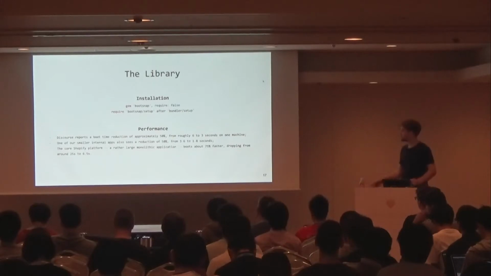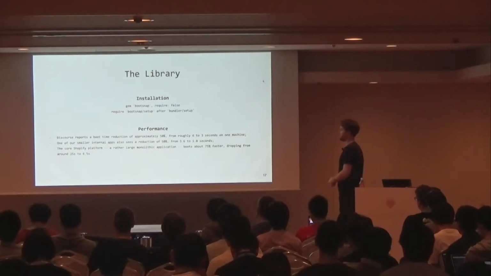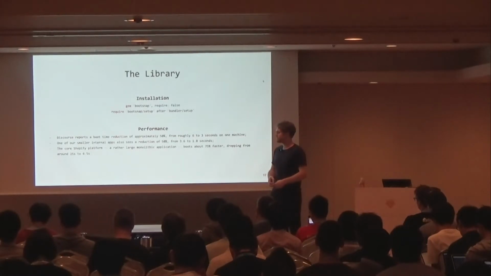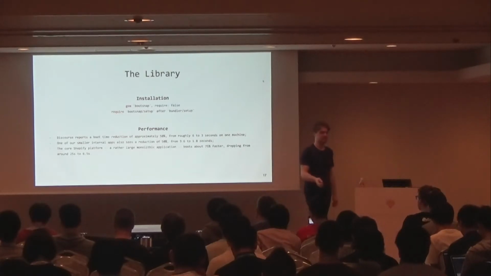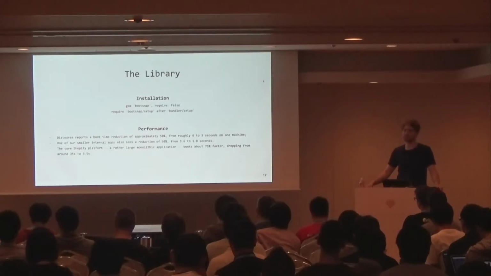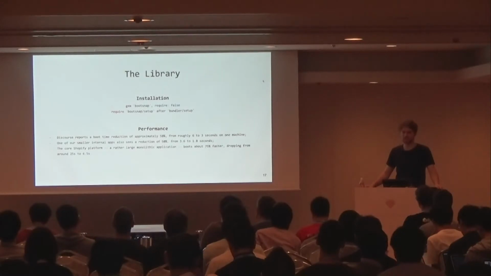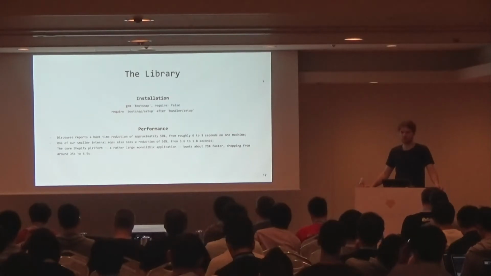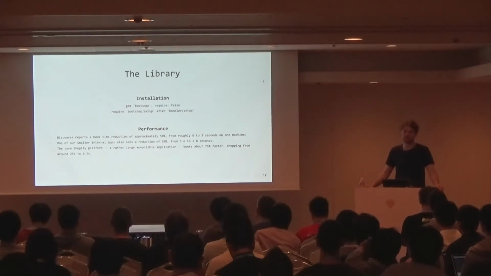So Discourse, a common forum platform in Rails, saw a reduction of 50%, from 6 to 3 seconds in their own boot time. One of our smaller internal apps went from 3.6 seconds to 1.8 seconds. And the core Shopify platform, a rather large monolithic multi-million line code base, boots about 75% faster, going from 25 seconds to 6.5 seconds. This is a pretty big impact, and we've seen this in a lot of other applications. While talking in the Bundler Slack, I heard from a number of other people that they were putting it on their projects that had 45, 60, 90-second boot times, and they were seeing some pretty good increases as well.